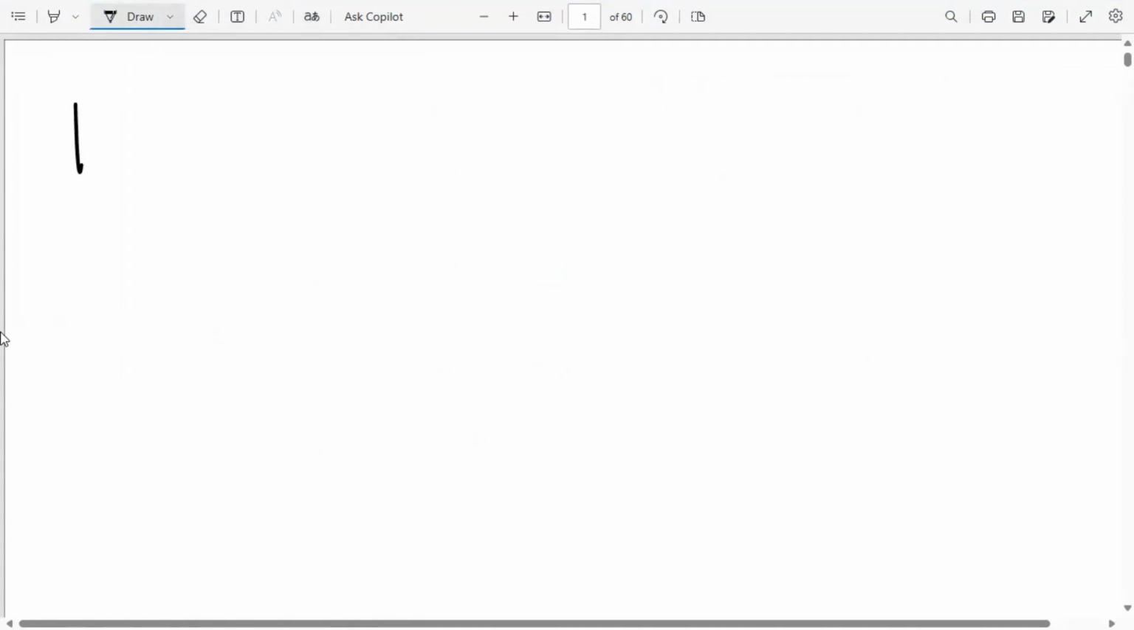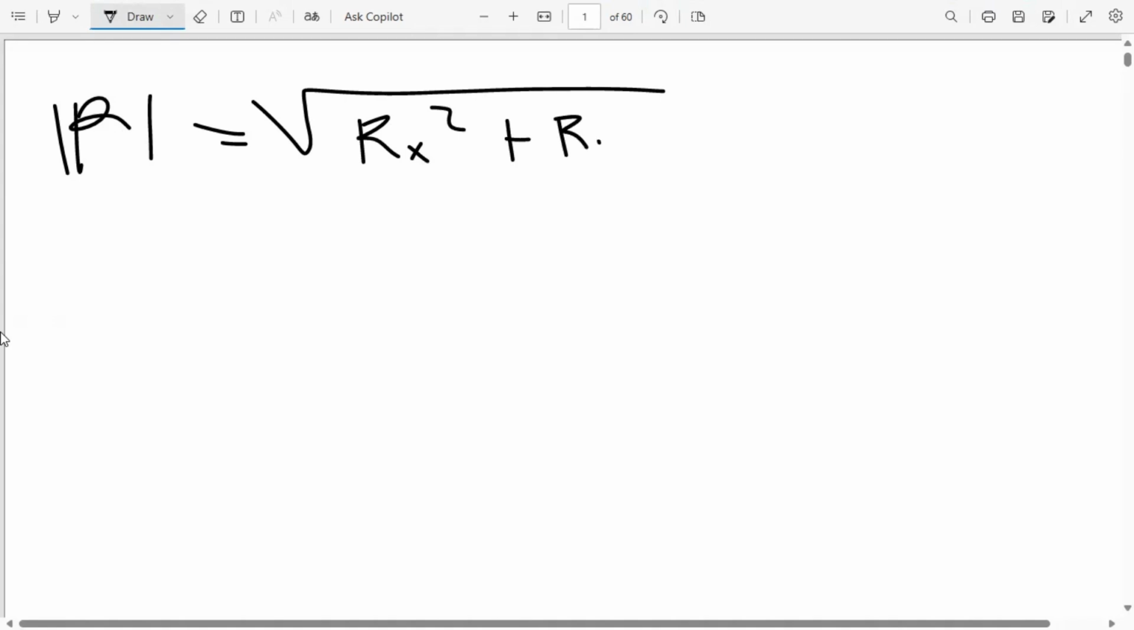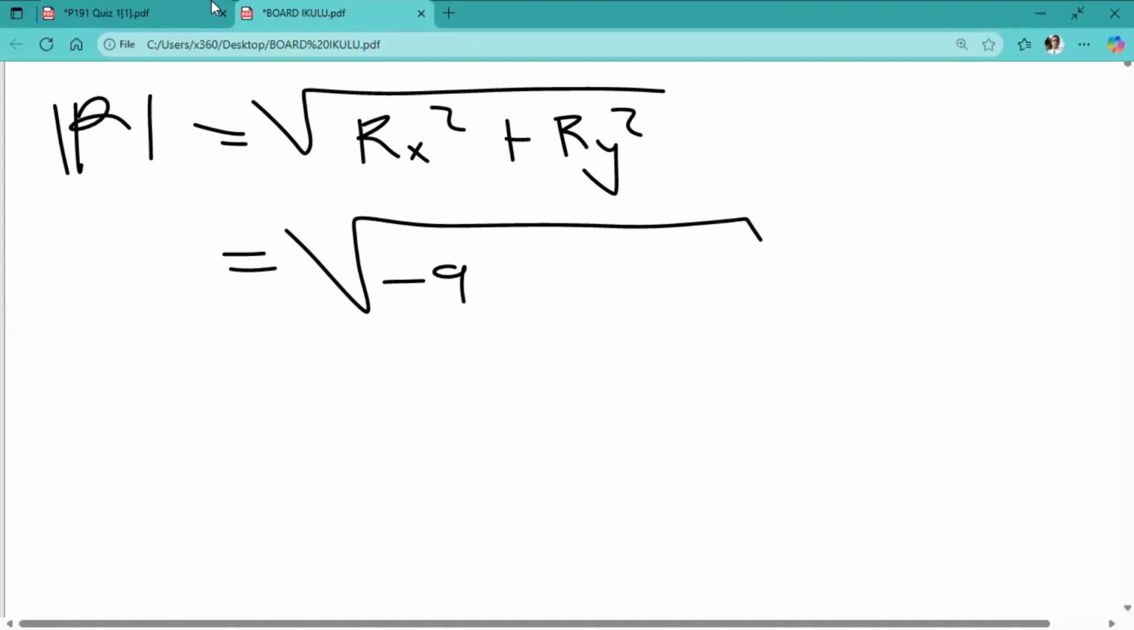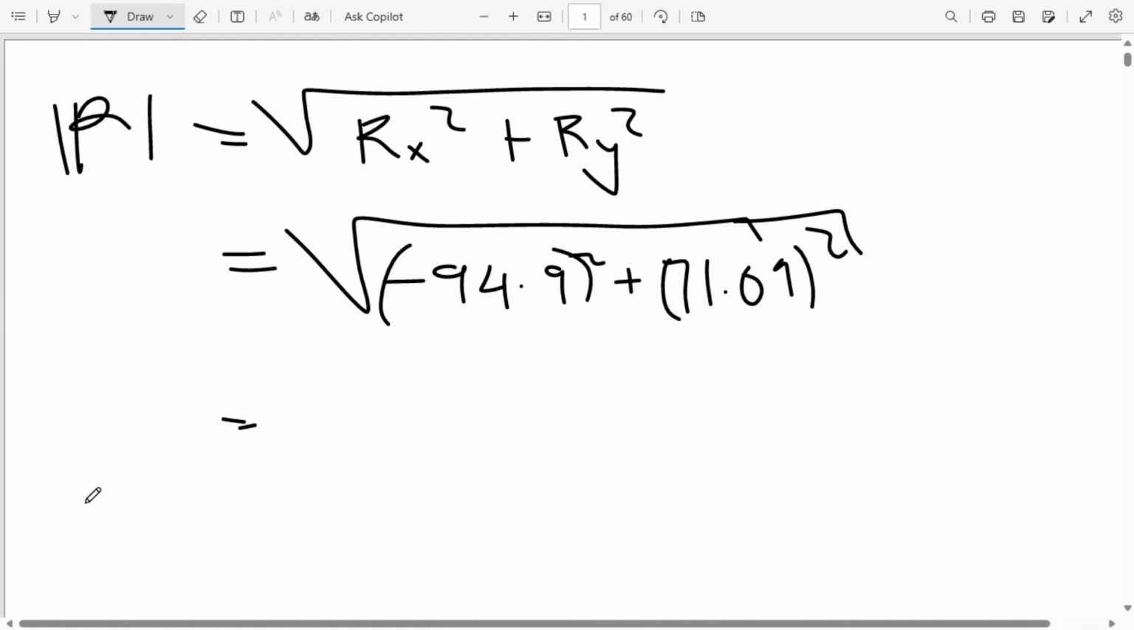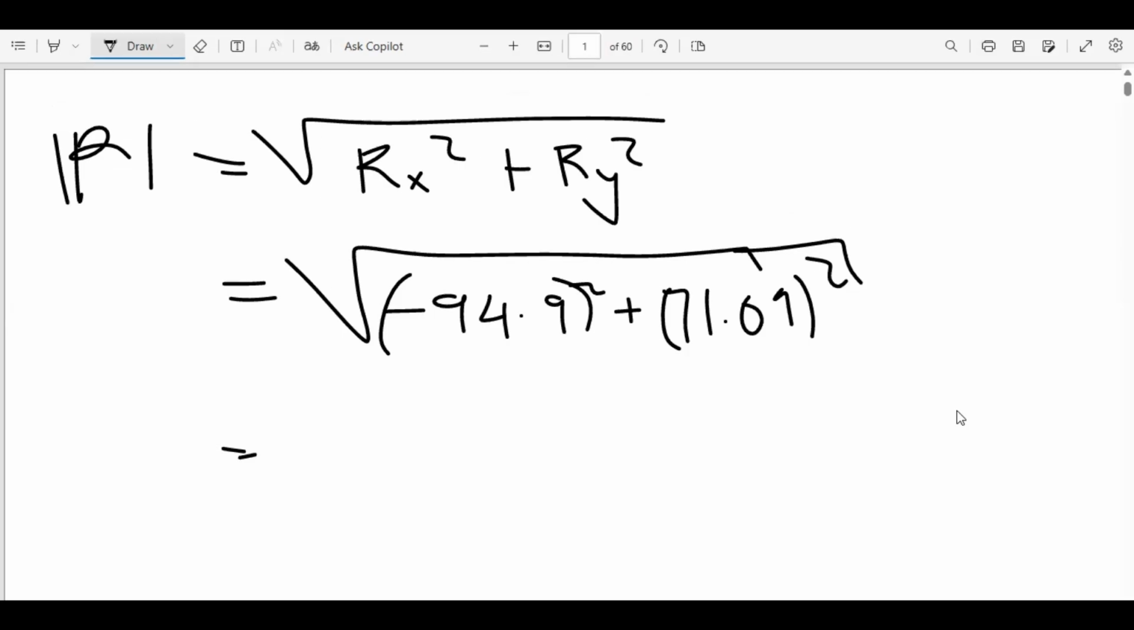So we're going to say our magnitude of R will be equal to the square root of Rx squared plus Ry squared. So this will be equal to, we found our Rx to be negative 94.9, and this will be squared, plus 71.01, this also squared like this. Okay, so this will be equal to negative 94.9 squared.